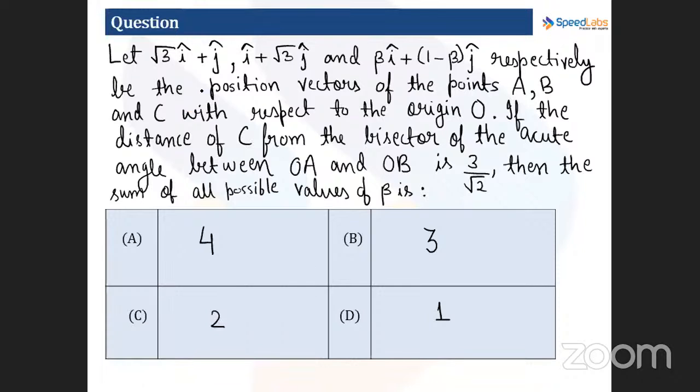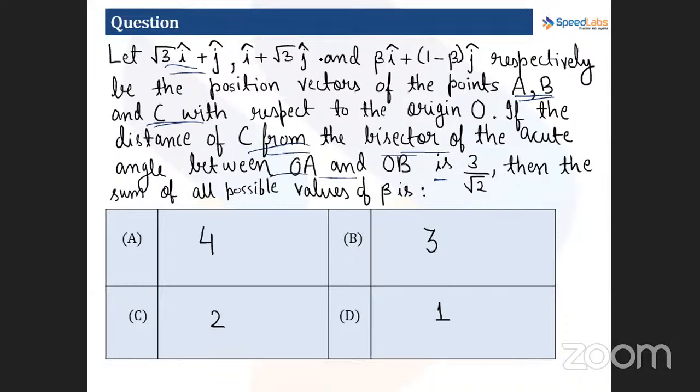So see here, three vectors are given. Those are position vectors of the points A, B, and C. That means 3 points are given. Position vectors are given with respect to the origin. If the distance of C from the bisector of the acute angle between OA and OB is 3 by root 2, then we have to find the sum of all possible values of beta.